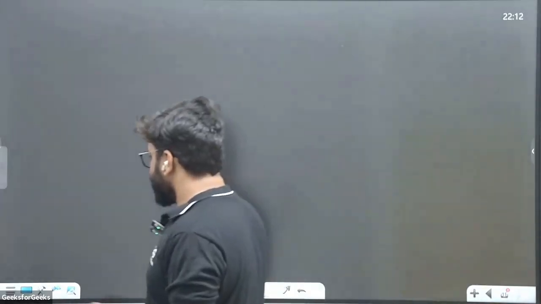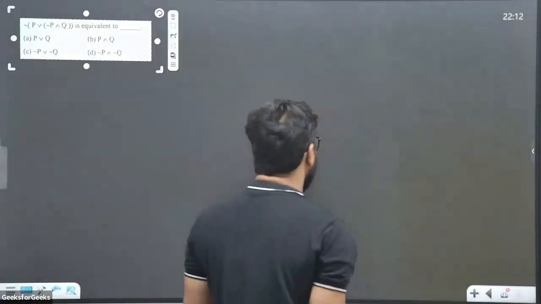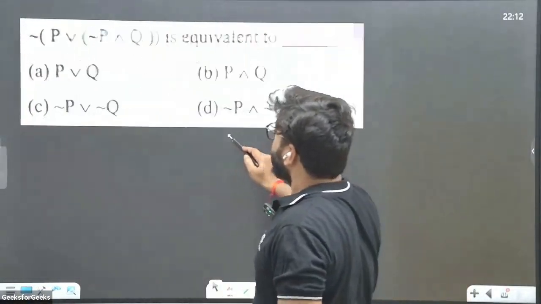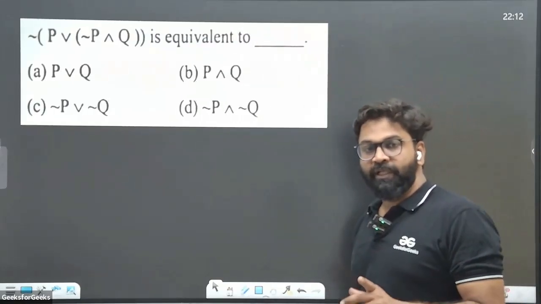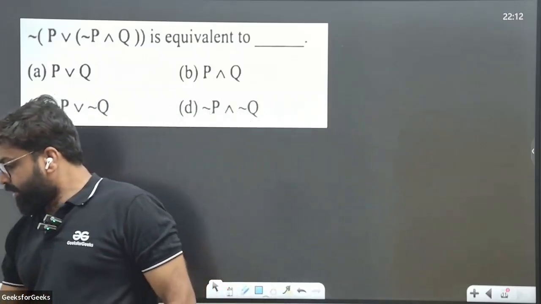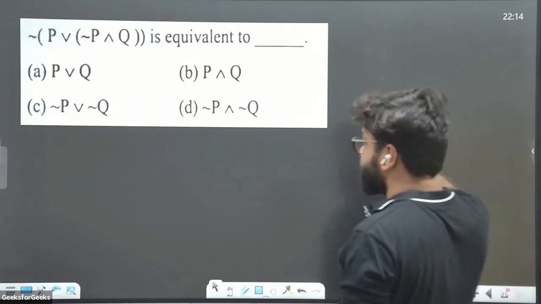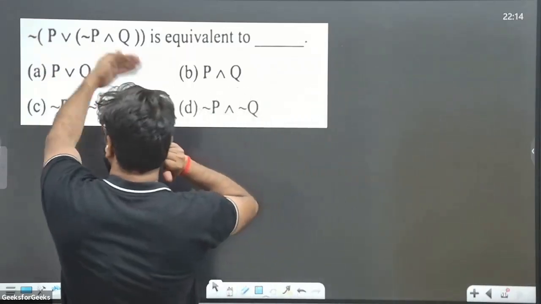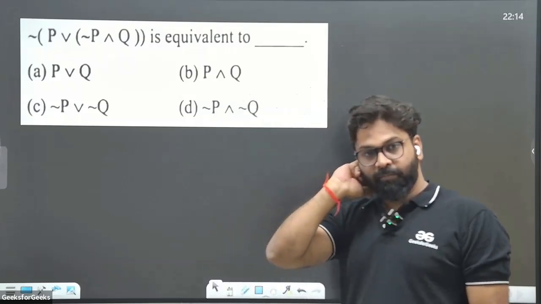Yes. Now, suppose I give you this question here. As you can see, they are not asking type 1, they are asking type 2. So if you solve it, what answer are you getting? Can you tell me? See, the first thing that you have to do is put the negation inside. Try to take the negation inside.